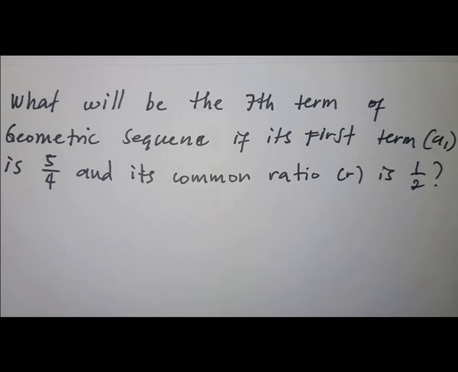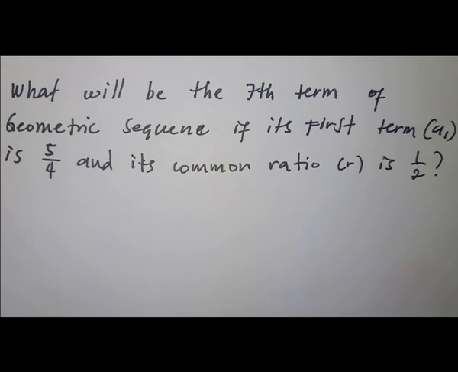Okay, sige. Isa pa uling example. What will be the 7th term of geometric sequence if its first term is 5 over 4 and its common ratio is 1/2? Kung kanina, dun sa naunang example natin, ang common ratio natin dun ay a whole number. So ngayon, paano naman kaya kapag ang common ratio natin ay fraction form din? So, madali pa rin yan.